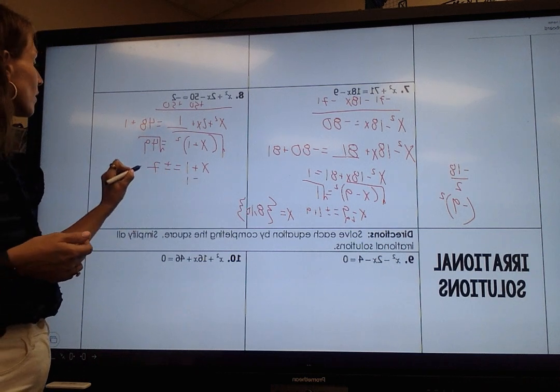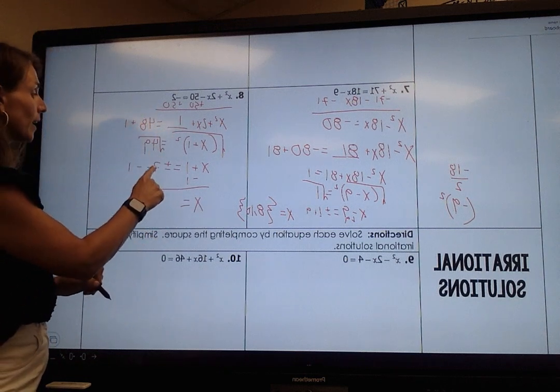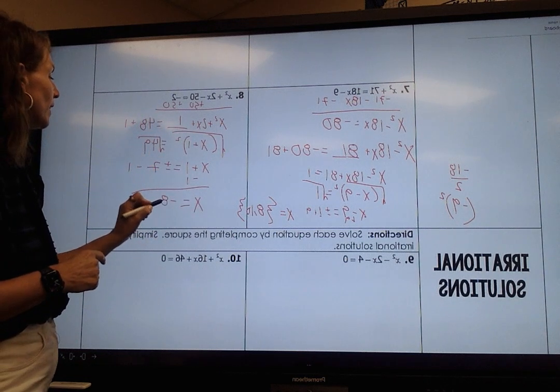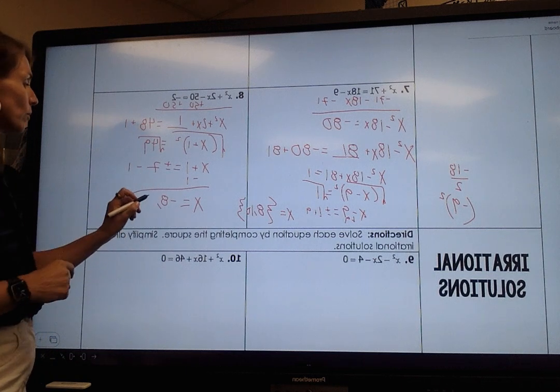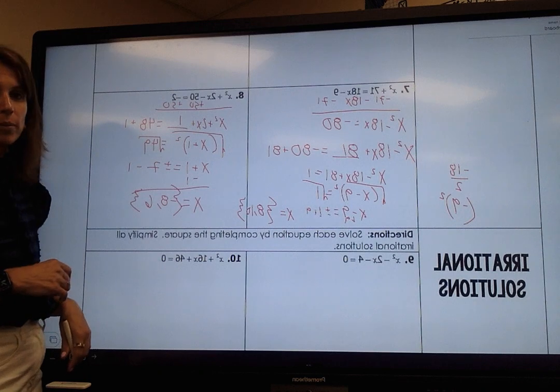When I subtract 1 on both sides, you have two separate answers. You get a negative 7 minus 1, which is negative 8, and you get a 7 minus 1, which is 6, and put brackets around them, least to greatest, numbers don't repeat.